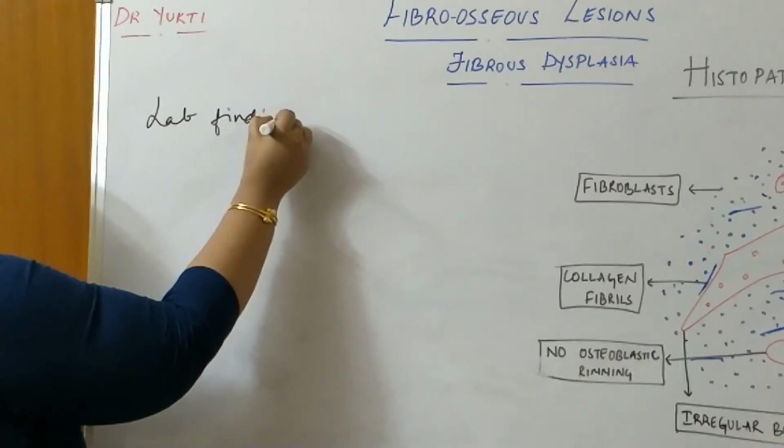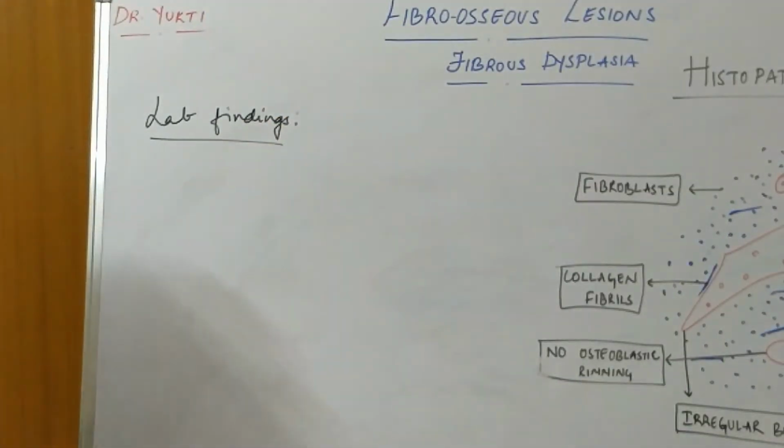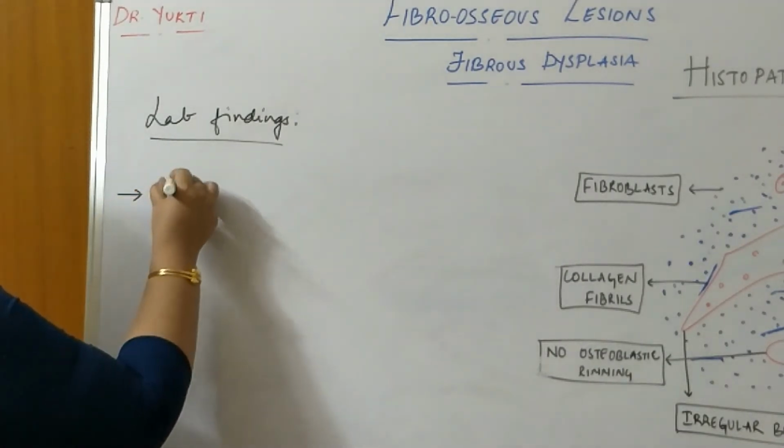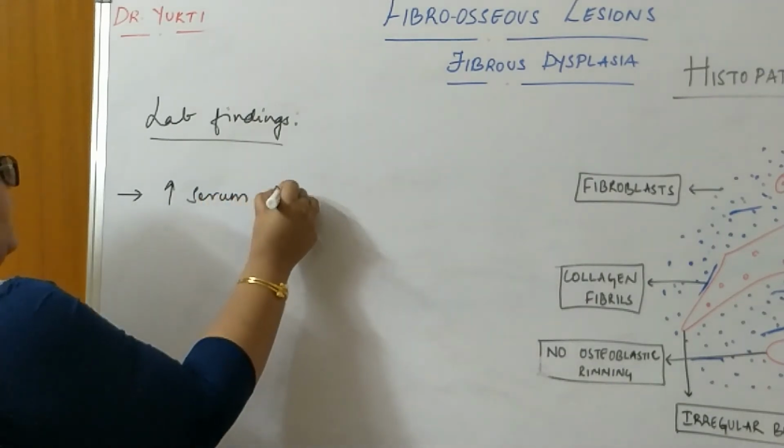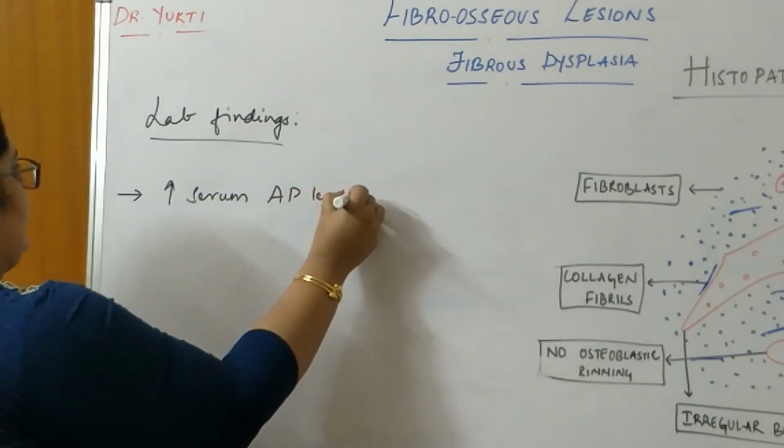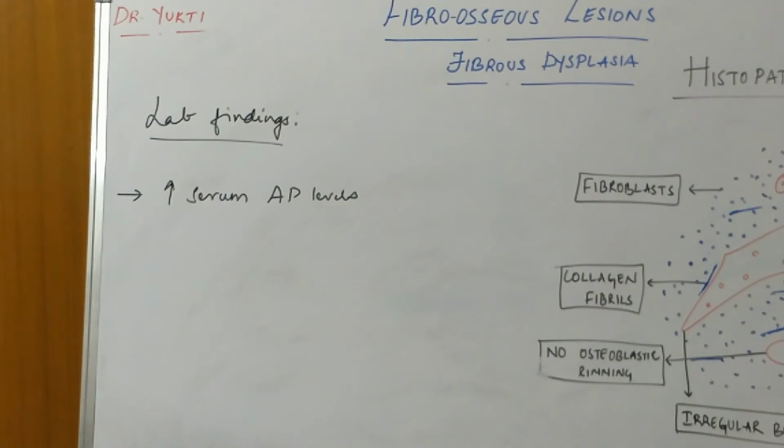Having completed the malignant transformation, we will now talk about the lab findings in fibrous dysplasia. The lab findings are usually not very characteristic, but in some cases of craniofacial fibrous dysplasia, we have observed increased serum alkaline phosphatase levels. However, this is not as characteristic as we see in Paget's disease, but we have appreciated it in some cases.